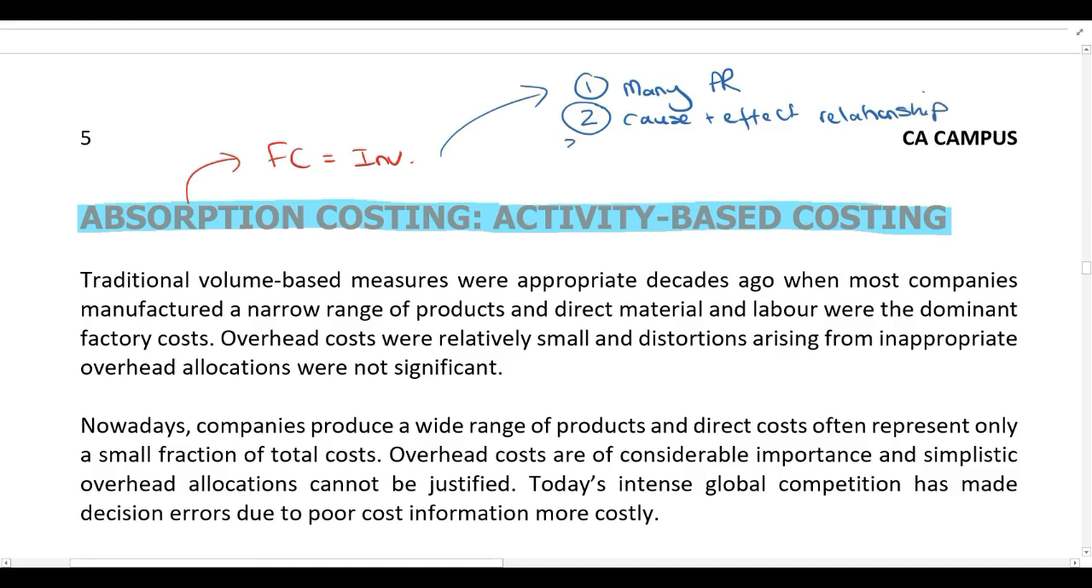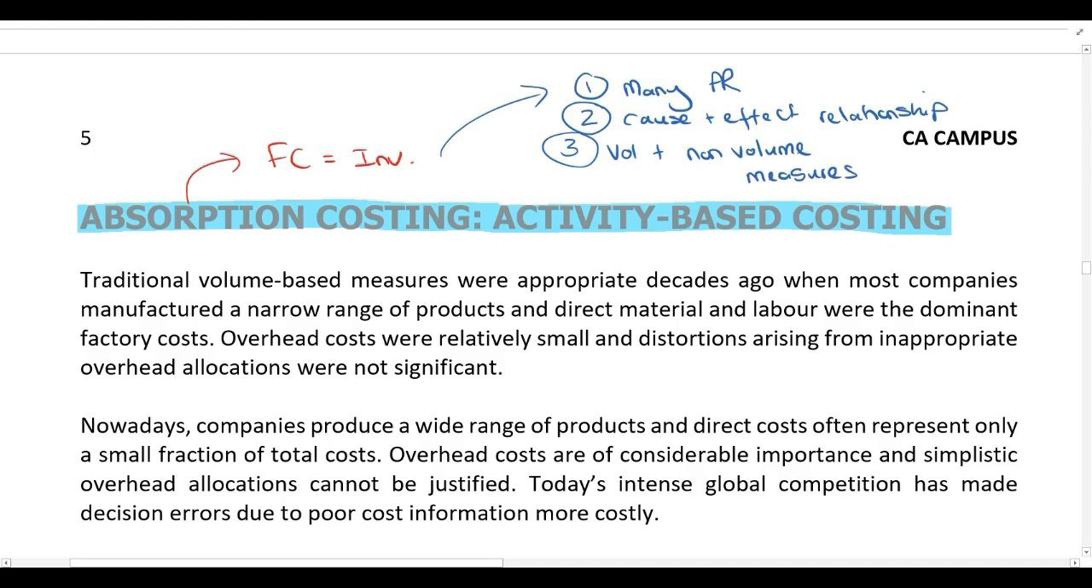So we saw above in our example, setup costs were allocated based on the number of setups. If my number of setups increases, the cost increases. There's a relationship between the cost and the cost driver. There's a cause and effect relationship. And we use volume and non-volume measures.